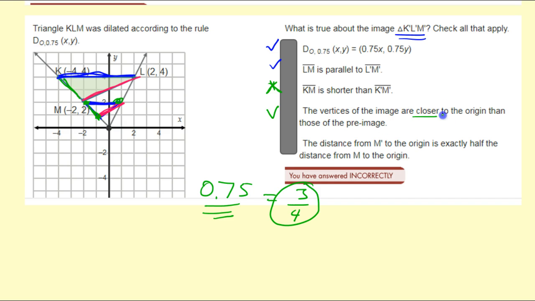Okay, so yes, closer. The distance from M prime to the origin is exactly half the distance from M to the origin. No, it's not going to be half the distance, it's 3/4 of the distance. If this were 0.5 instead of 0.75, then everything would be half the distance. So it's not half, it's 3/4. So this is wrong.